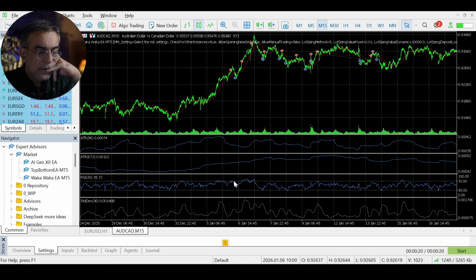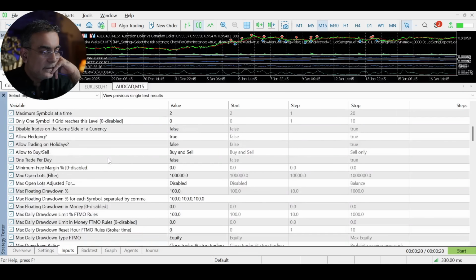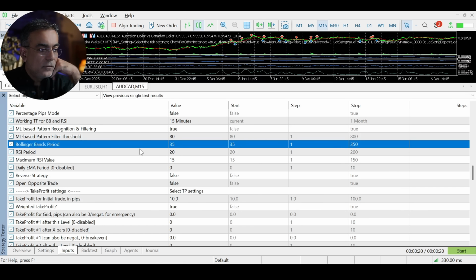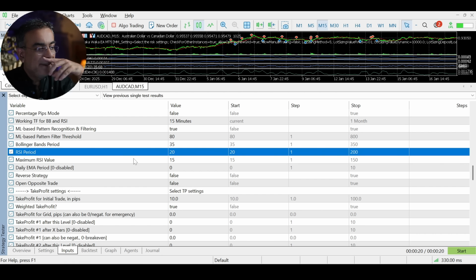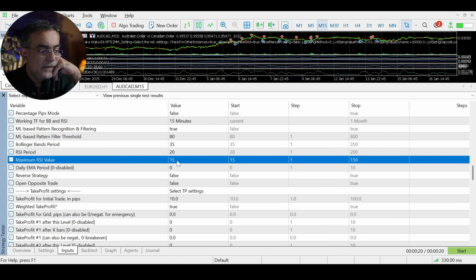So what happens is I'm seeing that the RSI has hit 70. Let's look at the settings as well. This is based on Bollinger Band period 35 and RSI period 20, yes, but the maximum RSI setting of 15. I think this RSI setting is basically you have the middle 50, and this is 15 above and 15 below for the buy and sell. So this is from 50, we go up to 65 and 35.